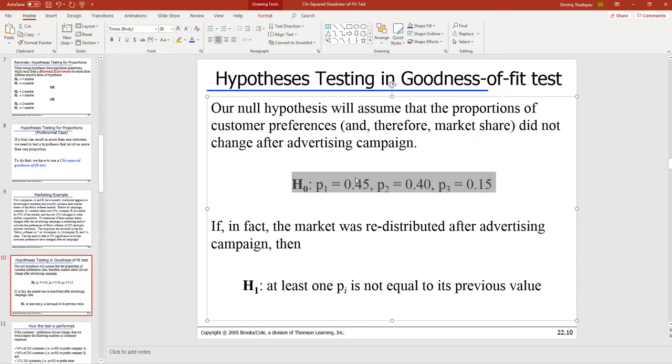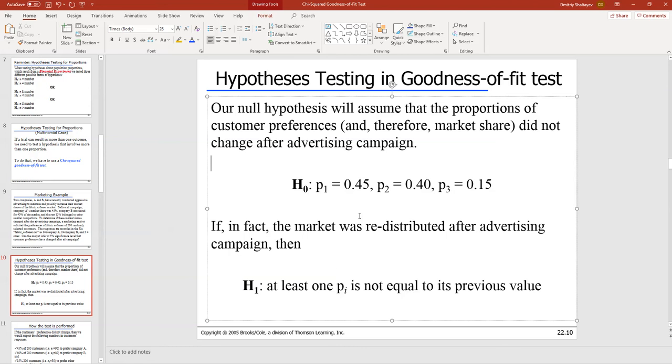Nothing happened, okay? So after advertising was performed, company A, that's my first response, still maintains 45%. Company B still maintains 40%, and other smaller companies, 15% of people still said that they prefer not A, not B, but something else, other. Okay, so my null hypothesis basically says that the proportions of responses did not change. So the market allocation is still the same as it was before the advertising, right? So nothing happened really. There was no redistribution of the market share, okay?